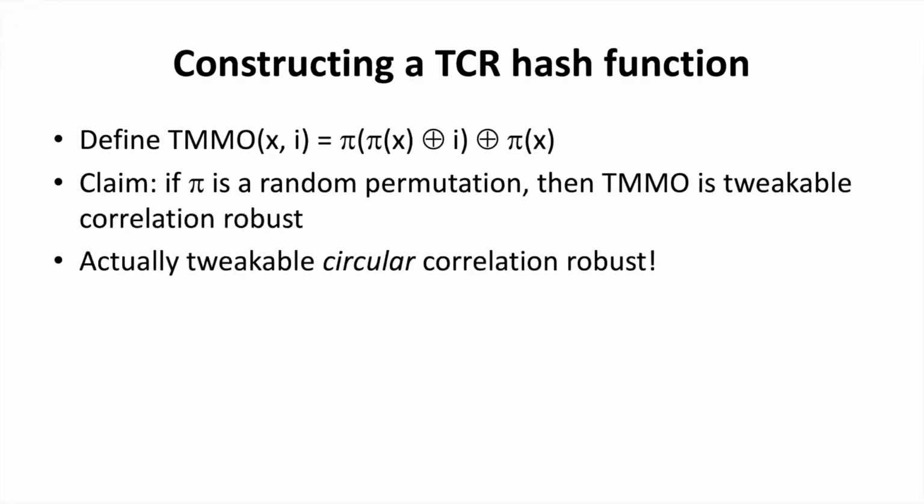Similarly, we can also construct a tweakable correlation robust hash function in a similar way. However, instead of using one permutation call, now we need two permutation calls. Although it looks like there are 3 pi's, we actually only need 2 pi's because pi of x just needs to be computed once. And similarly, our claim is that if pi is a random permutation, then this TMMO construction is tweakable correlation robust. In fact, it is also tweakable circular correlation robust, so something even stronger.